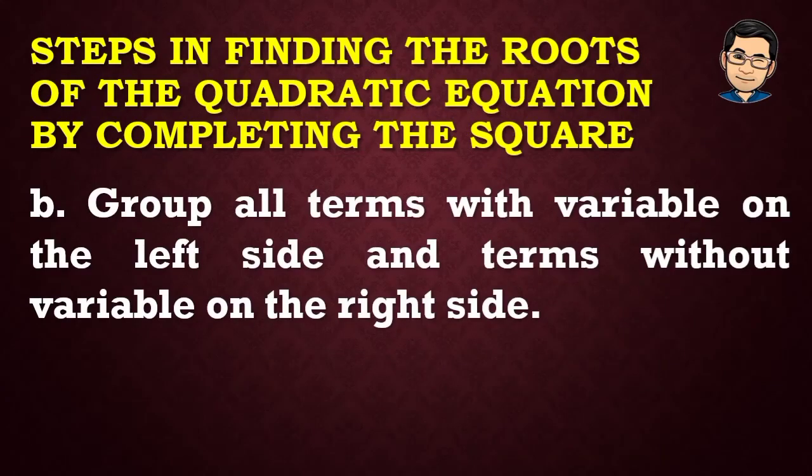Next, group all terms with variable on the left side and terms without the variable on the right side. So, ibig sabihin, lahat daw ng mga may variable nasa left side and then lahat ng mga constant terms na walang variable nasa right side. Ibig sabihin, kapag nilipat natin yung constant term o yung term na walang variable sa right side, mag-change yung sign.